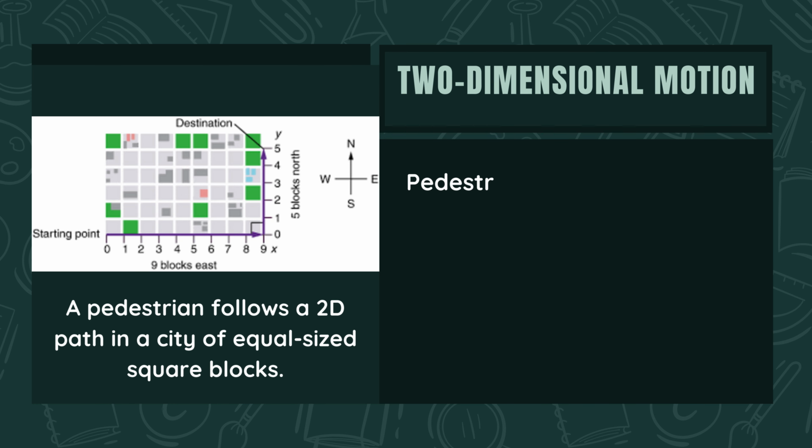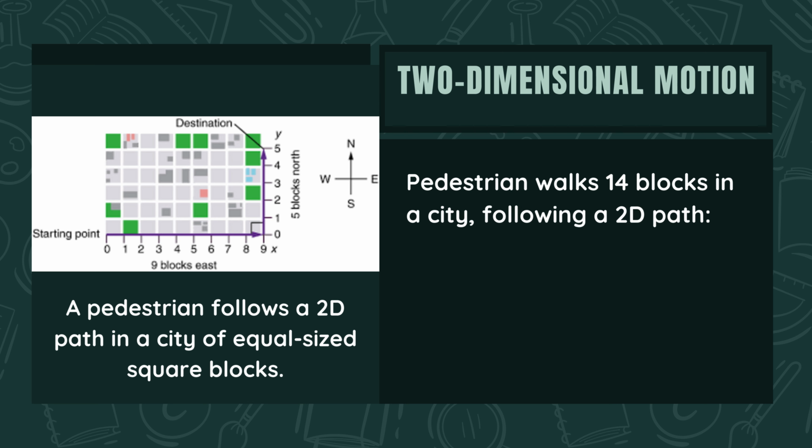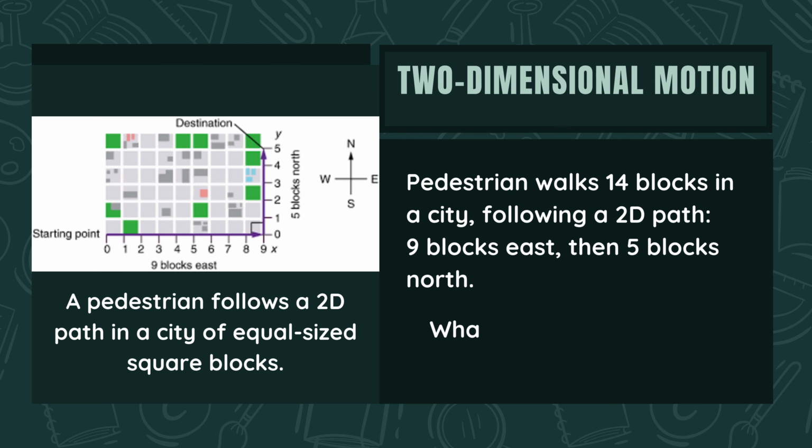The pedestrian's journey can be analyzed using concepts of displacement and distance. While the total distance covered is 14 blocks, the displacement is the straight line distance between the starting and ending points, forming the hypotenuse of a right triangle with sides of 9 blocks east and 5 blocks north. What is the straight line distance? Let's calculate the shortest path between the starting and ending points.